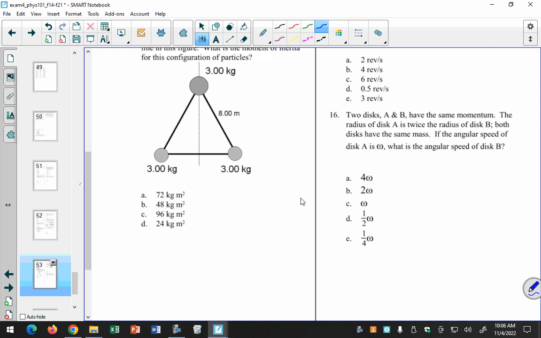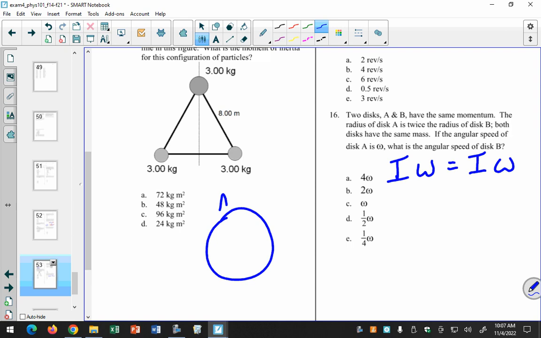So two disks, A and B, have the same momentum. That means that I omega is equal to I omega. But the radius of disk A is twice the radius of disk B. So I'm going to draw disk A over here. This is disk A. This is disk B. Both have the same mass. If the angular speed of disk A is omega, what is the angular speed of disk B?